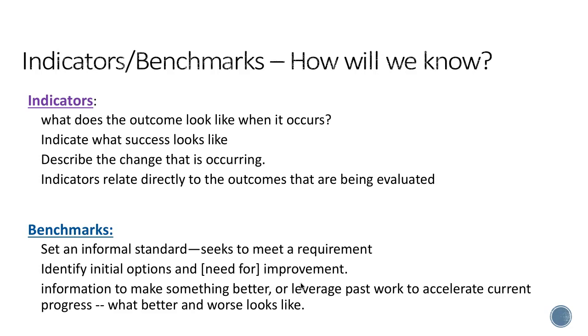Usually we identify initial options and need for improvement. So we say we want to hit a benchmark of 75% of the people. This gives us benchmarks from year to year. When we perform evaluations, the data helps tell us whether we're doing better or what worse looks like. It's just a benchmark.